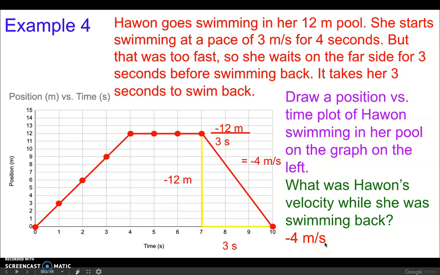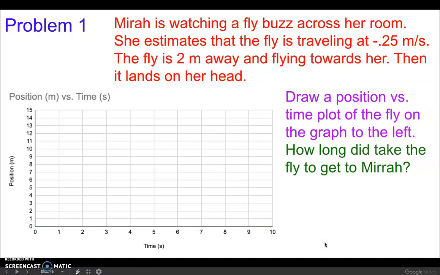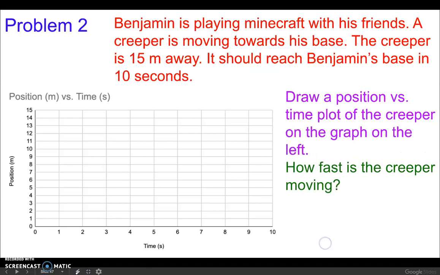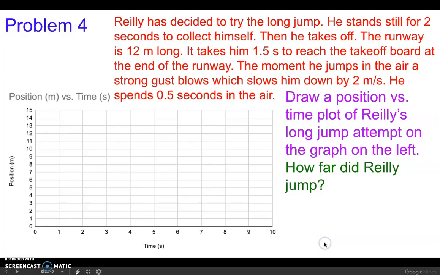Okay, and so then you're going to be doing the same thing in these 4 situations. Be careful in some of these positions. You're not starting at 0, 0. In some of the positions, you're moving backwards, so read the problems carefully. If you have any questions, feel free to ask me. All right.